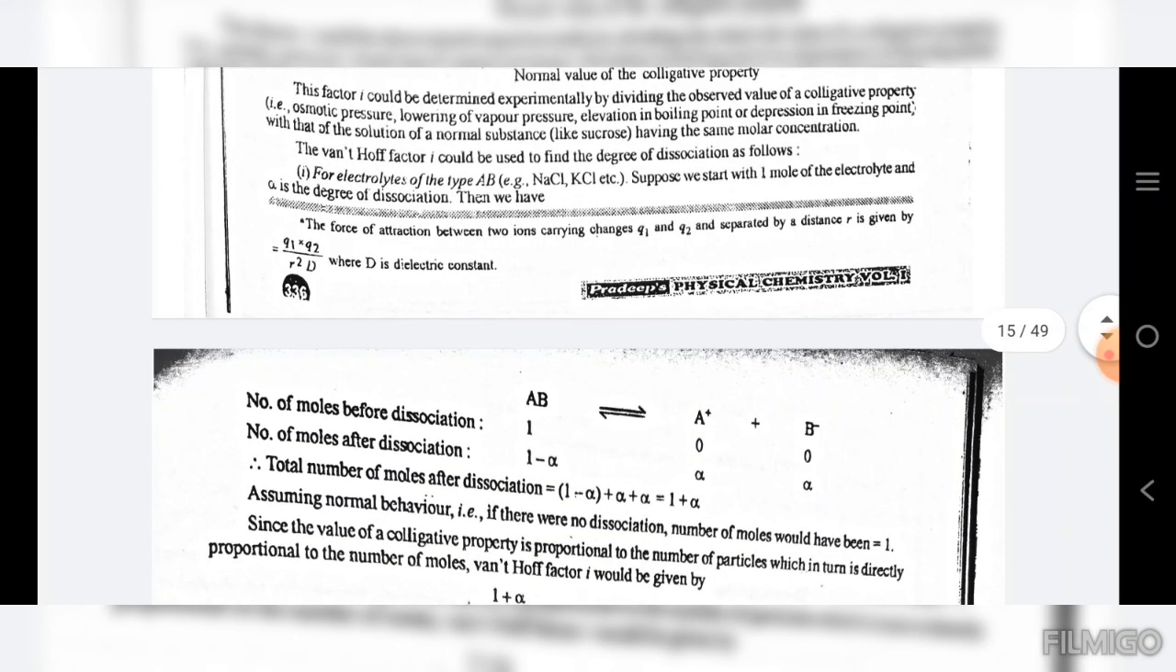This factor i could be determined experimentally by dividing the observed value of a colligative property, such as osmotic pressure, lowering of vapor pressure, elevation in boiling point, or depression in freezing point, by that of the solution of a normal substance like sucrose having the same molar concentration. The van't Hoff factor i could be used to find the degree of dissociation as follows.